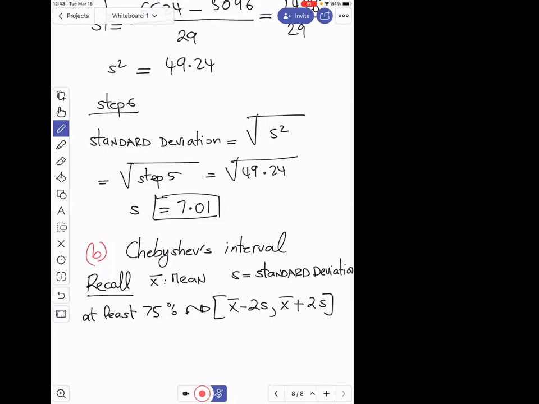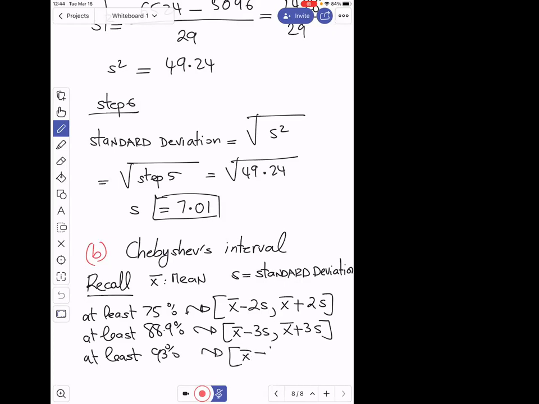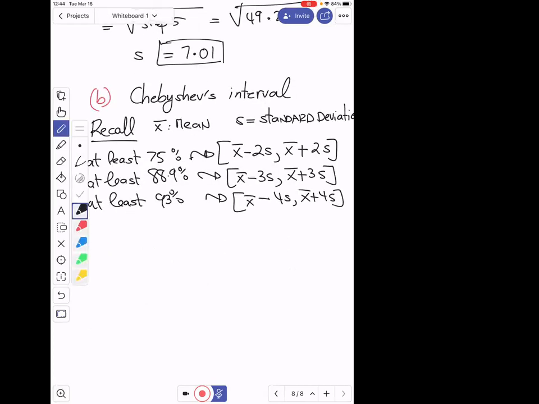If you see at least 88.9%, that would be x bar minus 3s, x bar plus 3s. If you see 93%, then your answer would be x bar minus 4s, x bar plus 4s. So let's come back to the problem in the review sheet.